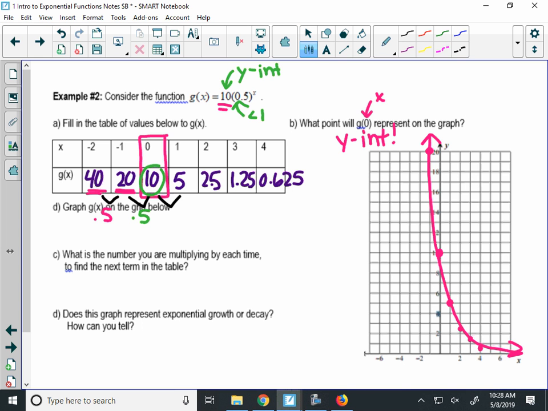10 times 1/2 is 5. Half of 10 is 5. So it looks like we are multiplying by 0.5, or you could say 1/2.